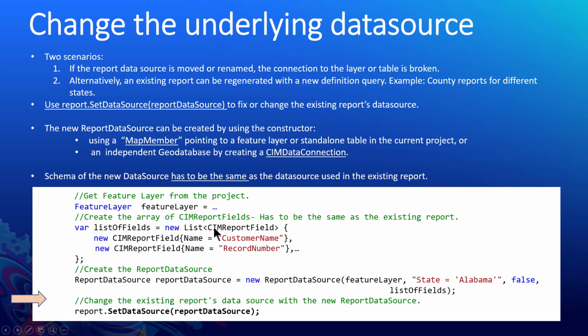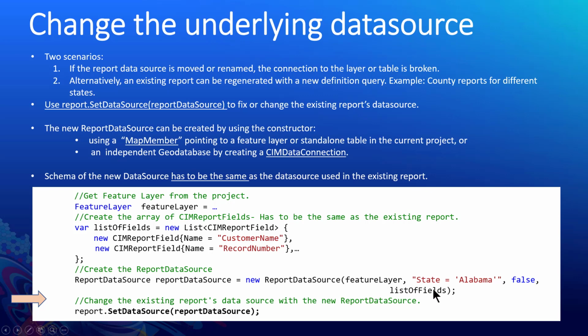I'm first constructing my new report data source object. I specify the feature layer I want to use. This might be the same or different to the one in the existing report, but the schema must be the same. I then specify the fields in the report. Again, the schema and the fields must be the same. Notice in the constructor for the report data source, I'm passing in the feature layer.